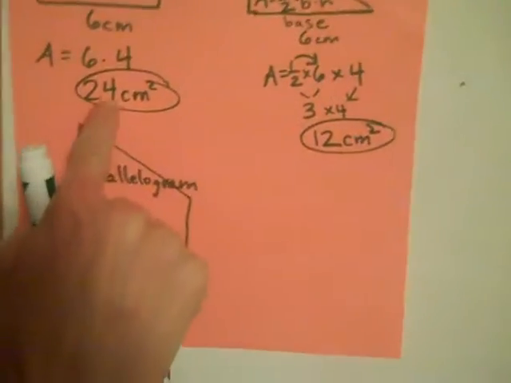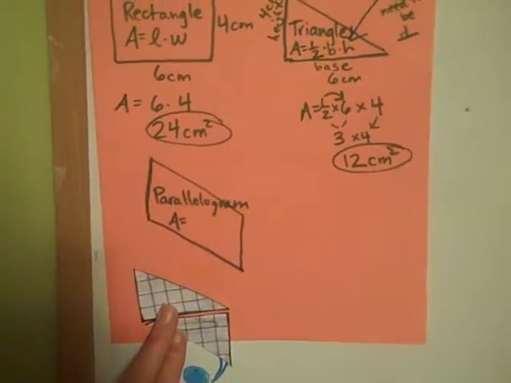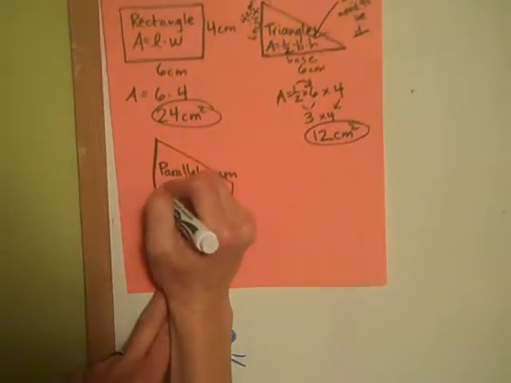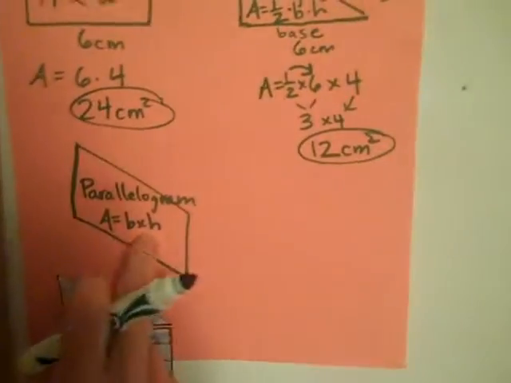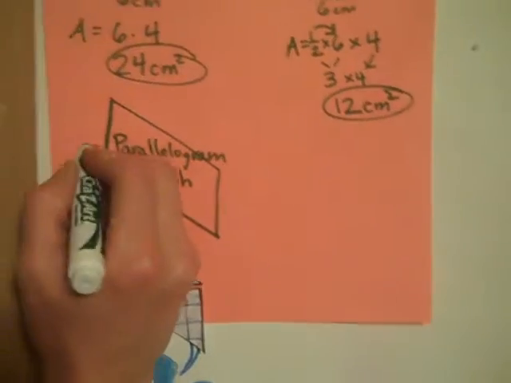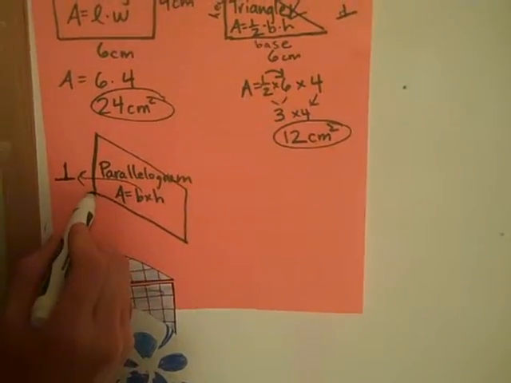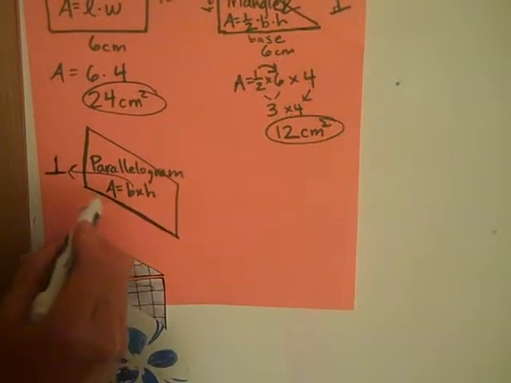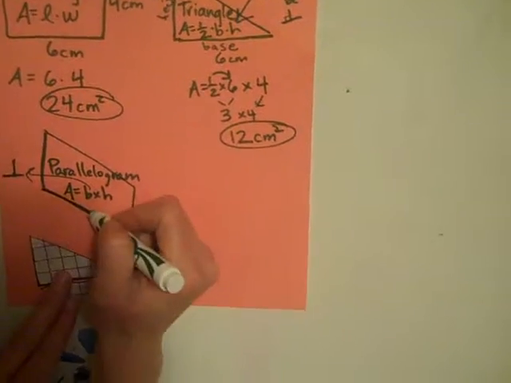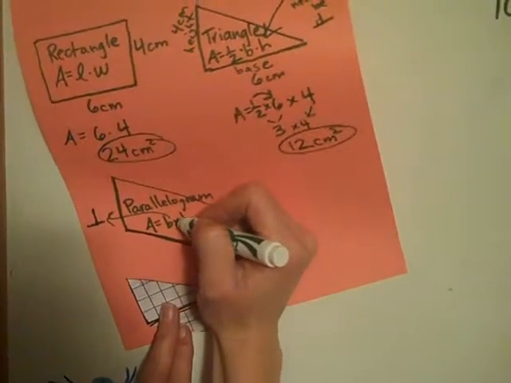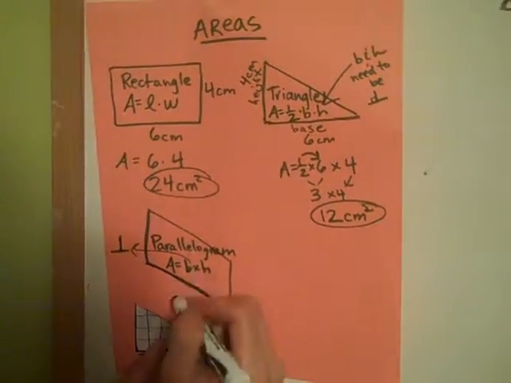So if it has the same exact area, we're going to use the same exact formula. But we do have to be careful. We don't say length and width, we say base times height, because just like the triangle, we need the base and the height to hit at a 90-degree angle. So if I look at this parallelogram, I'm not going to use this as the base because I don't have a line that's going up at a 90-degree angle. There's nothing hitting it at a 90-degree angle. So I'm not going to look there.